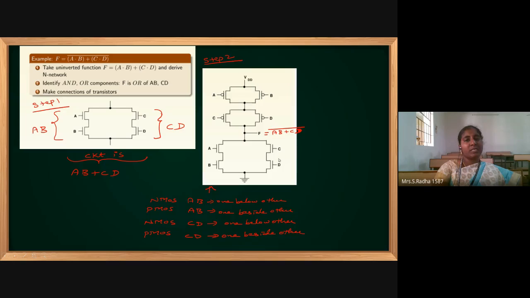CD, one below the other. CD, one beside the other, but with PMOS circuits. If this is the network, then it is whole complement. The equation will have whole complement if you are putting PMOS transistors with the dual network of NMOS transistors. So AND operation means one below the other, OR operation means one beside the other.